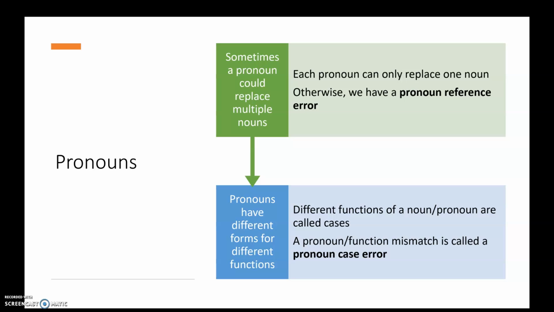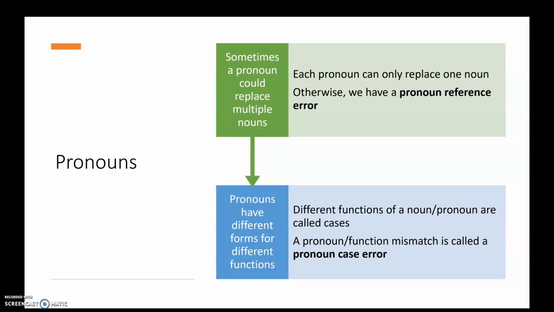Also, pronouns do have different forms for different functions. So different functions of a pronoun are called cases. In nouns, we call them, and they're true in pronouns too, subjects and objects, for instance. So the grammatical function of a noun is called a case. Well, that's also true for pronouns because they function similarly to nouns. They replace nouns. So a pronoun function mismatch is called a pronoun case error.